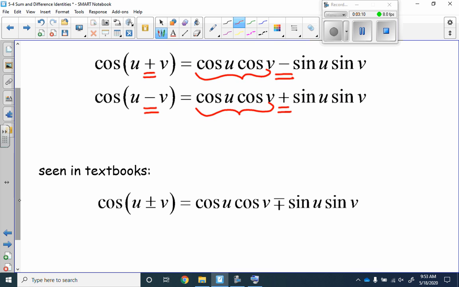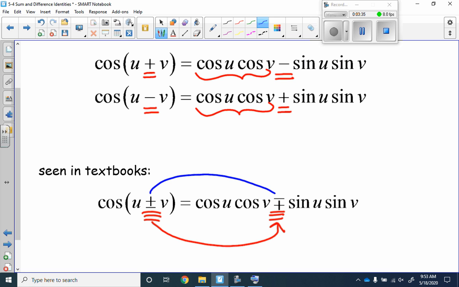Now, when you see this in textbooks, you're going to see them combine these two formulas into one. So they're going to write the cosine of u plus or minus v. So there's your plus or minus. Then notice how that transforms over here into the formula, and then it goes into cosine u, cosine v minus plus. That's just to match up the top and the bottom, so if you're adding, you're going to be subtracting. If you're subtracting, then you're going to be adding. So I just wanted to show you that.